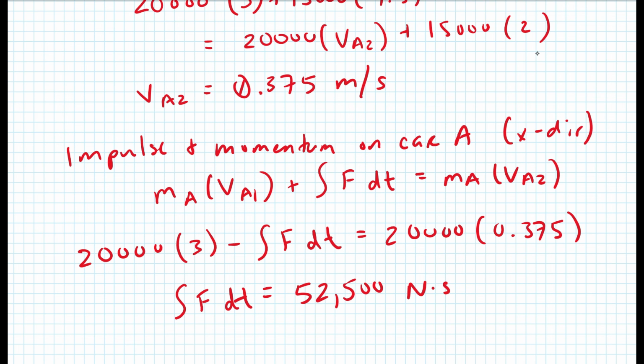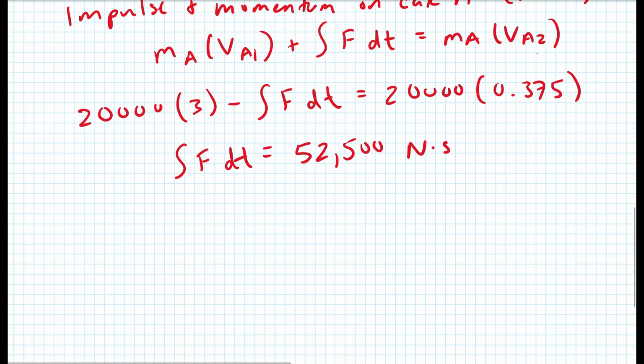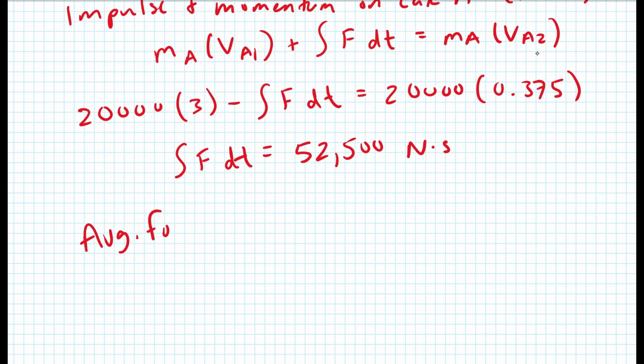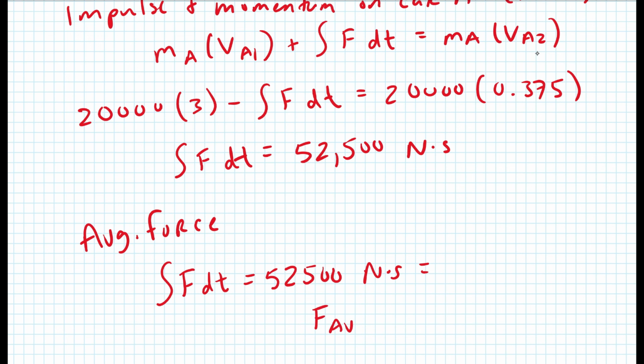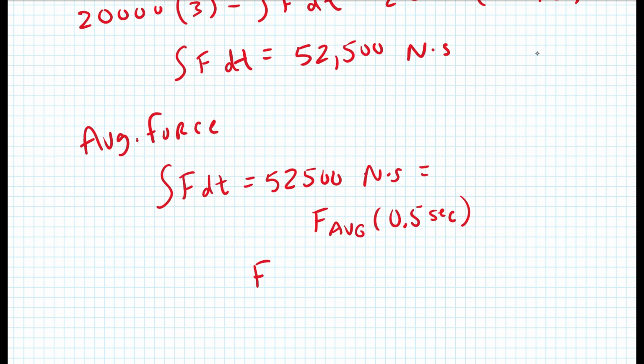It's looking good. Then we look at the average force. The integral of F with respect to t is 52,500, and that's equal to F average times 0.5 seconds. So F average comes out to be 105 kilonewtons.